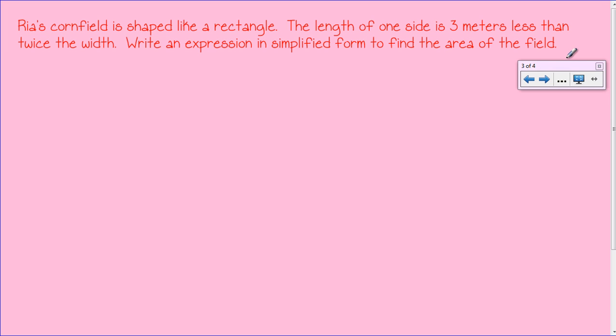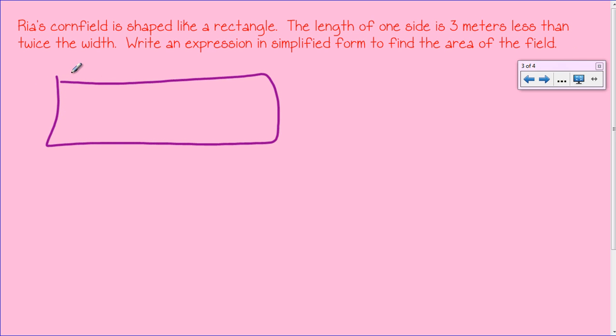So Ria's cornfield is shaped like a rectangle. Means I probably need to draw a rectangle. The length of one side is 3 meters less than twice the width. So if this is the width, then the length is 3 meters less than twice the width. That means twice the width minus 3. So here is the other side.